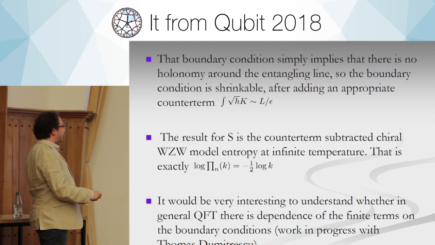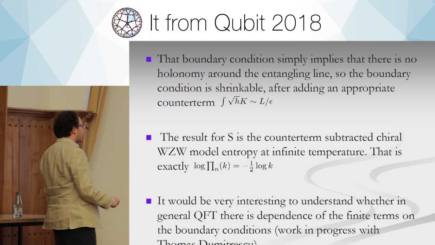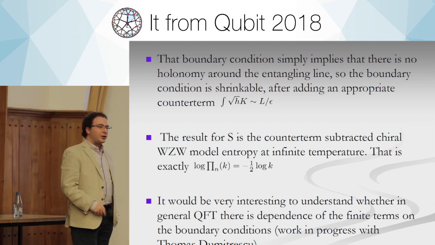Okay, but anyway, you get the chiral WZW model, but then there's also this counter term. So you get the entropy at infinite temperature minus this counter term. It's good you have the counter term because otherwise the answer would just be divergent. And it's extremely easy to compute the entropy. It's the log of the partition function.